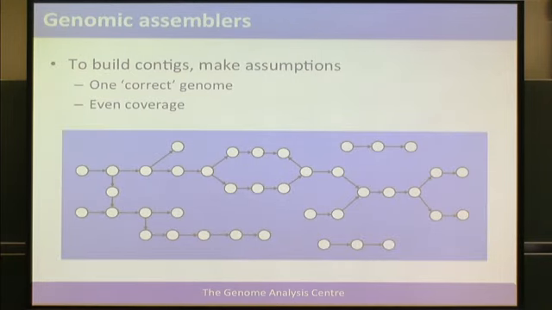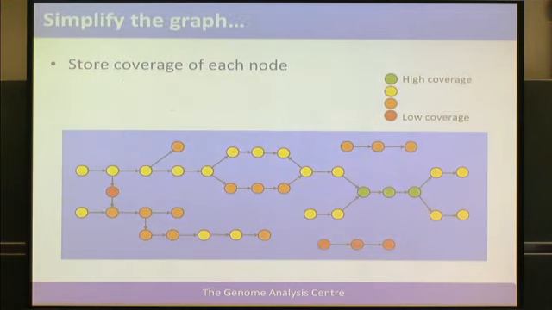So genomic assemblers, in order to build contigs, make a number of assumptions. Generally, they're assuming there's one correct genome, and they tend to assume quite a lot about coverage, that there's relatively even coverage. So this is another simple graph, and genomic assemblers will apply a number of tricks to the graph to try and simplify it further, to make the job of outputting contigs easier.